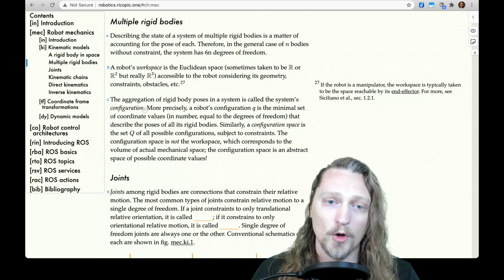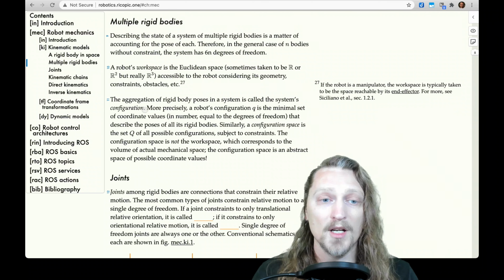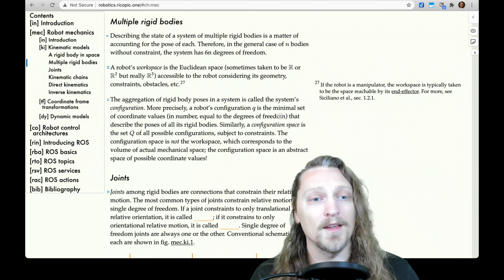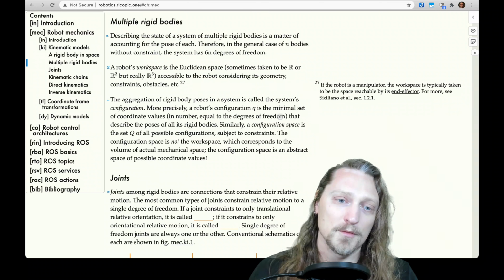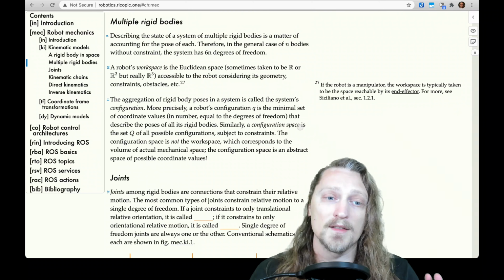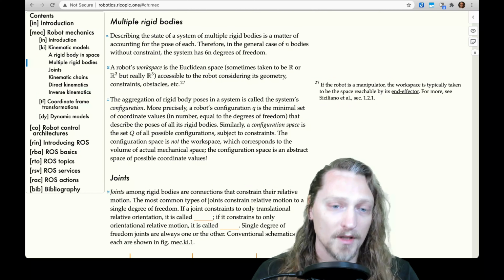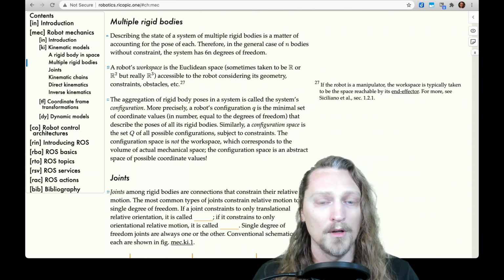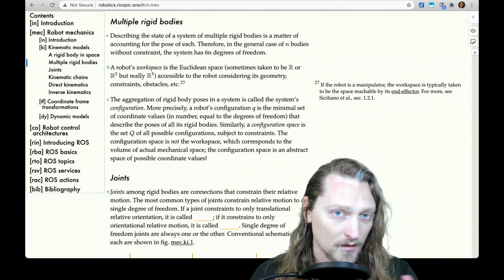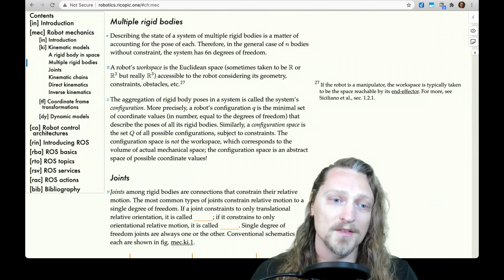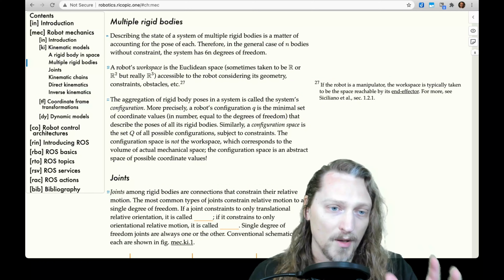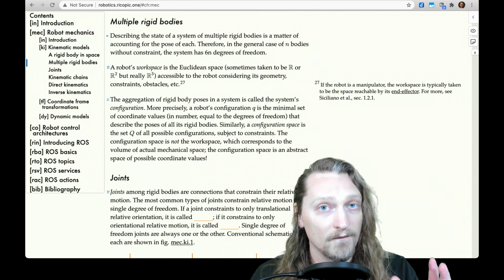More precisely, a robot's configuration Q is the minimal set of coordinate values, in number equal to the degrees of freedom, that describe the poses of all its rigid bodies. Similarly, a configuration space is the set big Q of all possible configurations subject to constraints. The configuration space is not the workspace, a common misconception, which corresponds to the volume of actual mechanical space. The configuration space is an abstract space of possible coordinate values.